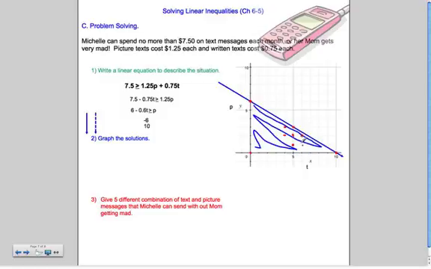Any of these combinations work for her, right? Any of these intersections. Can't really send a fraction of a text. Suppose you could just not have a lot to say, but all of these points, and all these on the line, are solutions. Cool.